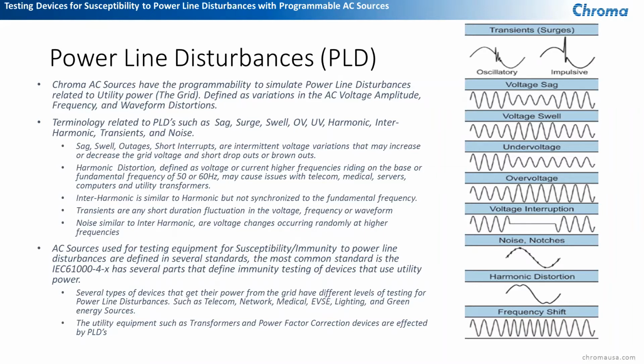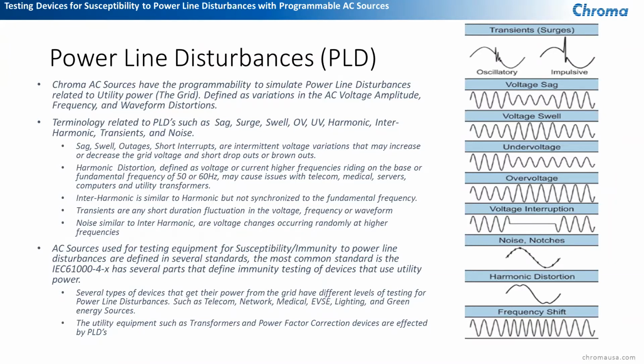But other things that cause it are typical operations of the grid itself by the utility companies. Utility companies have to switch in and out various parts of the grid when utility linemen are out there working. So when they shut down a portion of the grid, it can cause a sag or a surge when you decrease a certain amount of load to the grid.